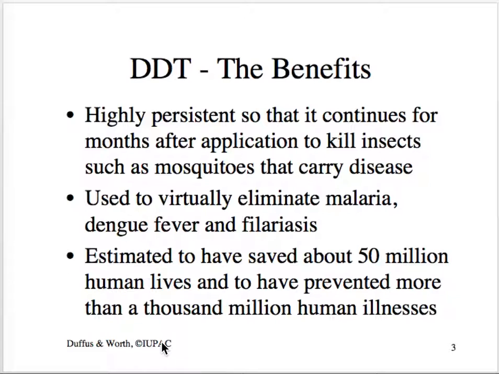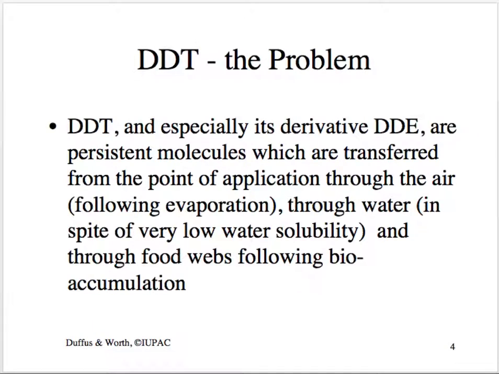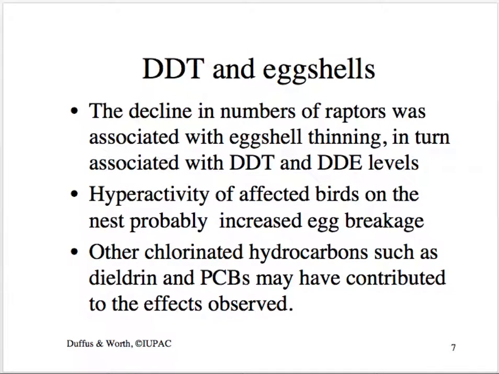Okay, so those were the main uses of DDT. It has had beneficial effects, but it has not been all good. As we said, it's very persistent. It's transferred from the point of application through the air, through water, and through food webs, all by accumulation, because it's lipophilic. So it binds to fat and it stays within one organism during its life.